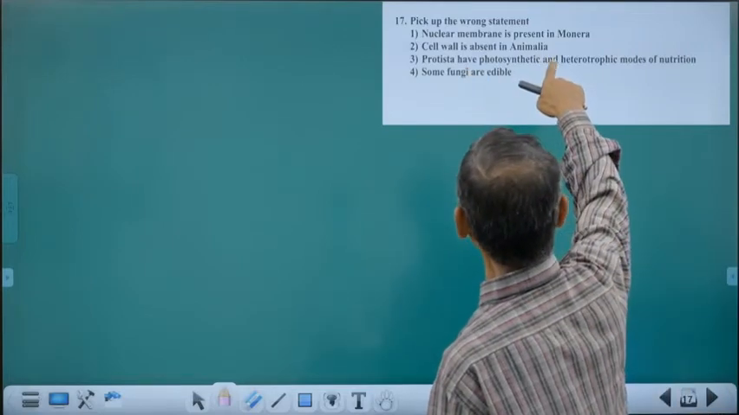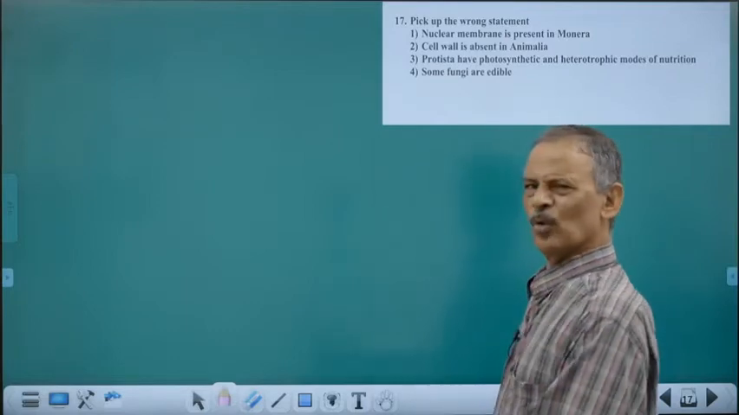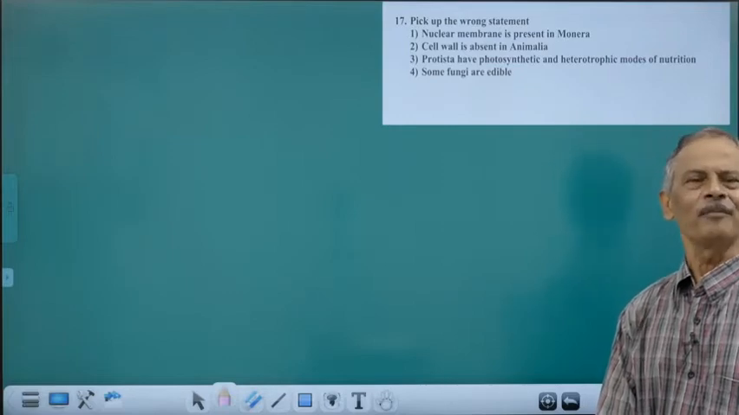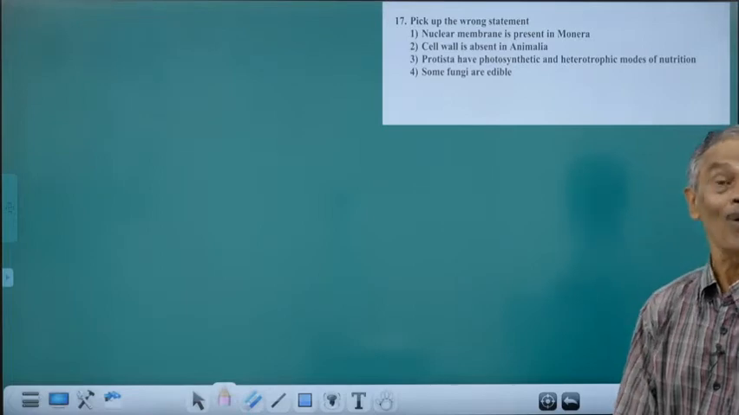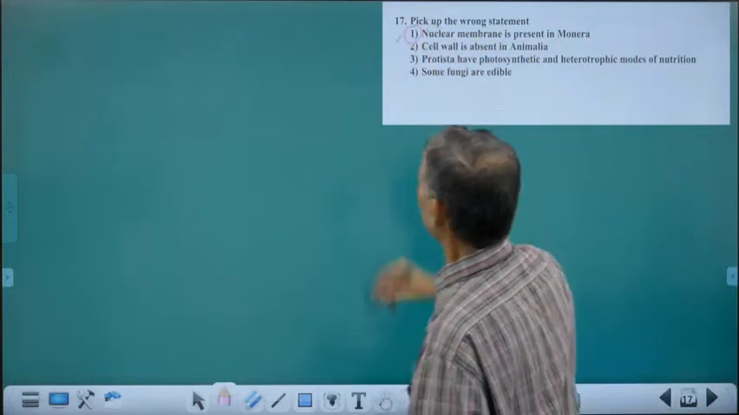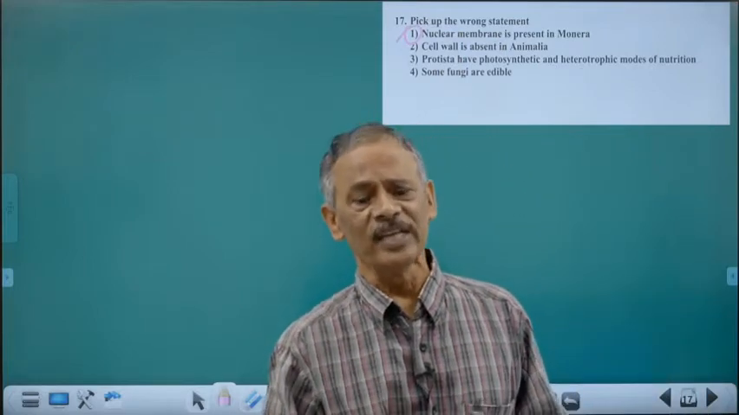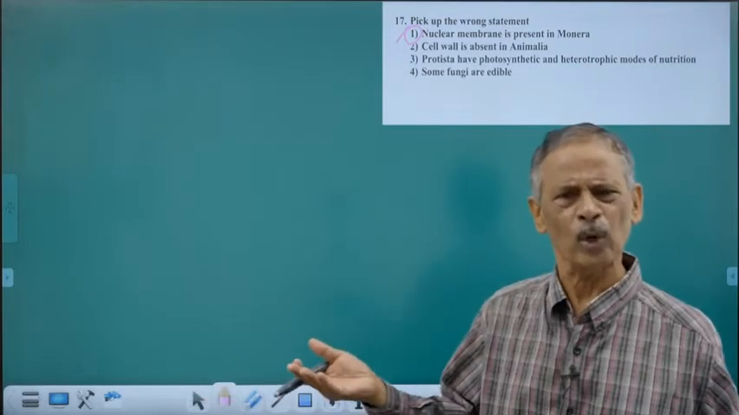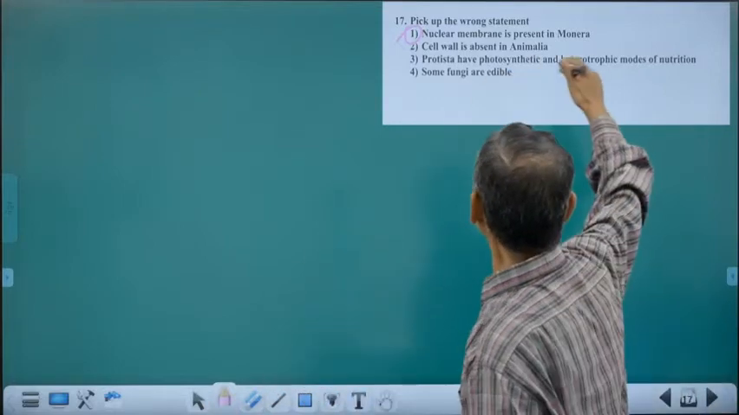Pick up the wrong statement. Nuclear membrane is present in Monera. Who are all Monera? Monerans are bacteria. All bacteria belong to the monerans. They are all prokaryotes, so the nuclear membrane is absent. Their nucleus is of the primitive type. That is the main reason why they are called prokaryotes. All prokaryotic unicellular organisms come under Monera.